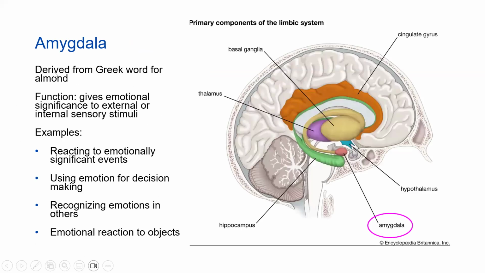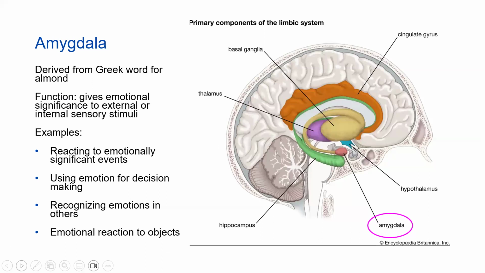Amygdala, this is derived from the Greek word for almond, right here. You can see my mouse. Its main function is to give emotional significance to external or internal sensory stimuli. And here are some examples of how it does that. But what you want to know is it gives emotional significance to external or internal sensory stimuli.